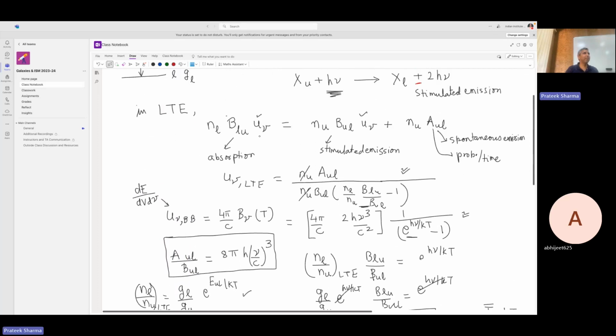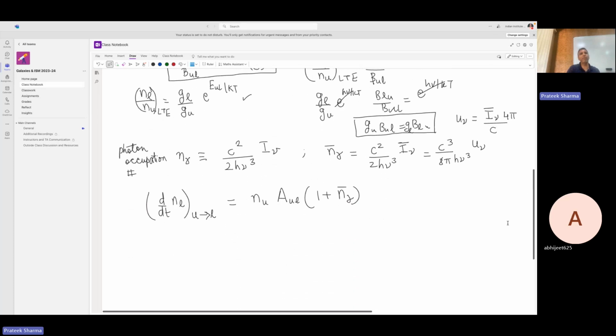Here we wrote these equations in terms of u nu, which is an energy density in photons. Here we are writing the same equations in terms of photon occupation numbers. And here we have used the fact that B_UL and B_LU are all proportional to A_UL.